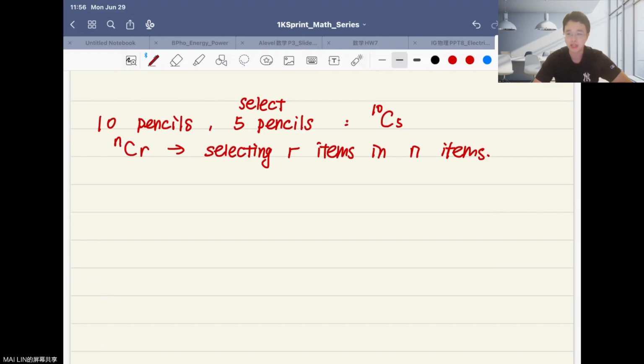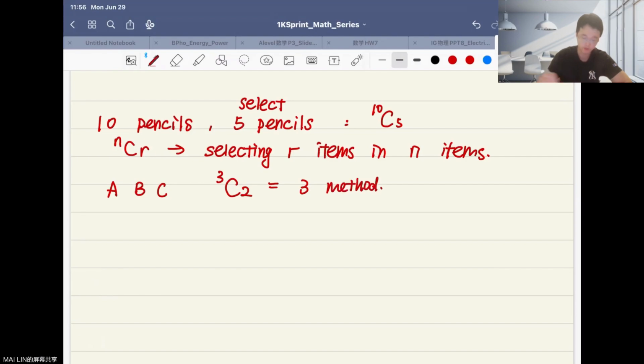So for example, if you want to choose two people among A, B, C, and you want to choose two people to take part in a speech competition, you can choose A, B, A, C, and B, C, right? Okay, so you have three methods to do it. So you can say that from three students to choose two people, that is 3C2, and it can be written down as three methods, okay? That is it. So we can say that 3C2 equals three methods. That is the first definition of combination, okay?